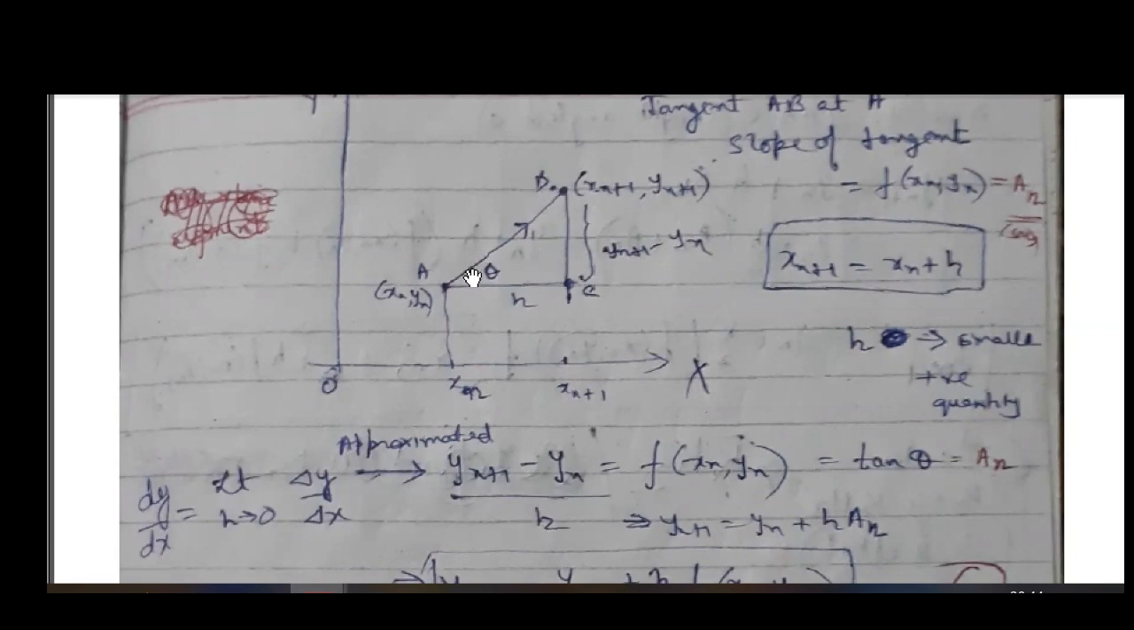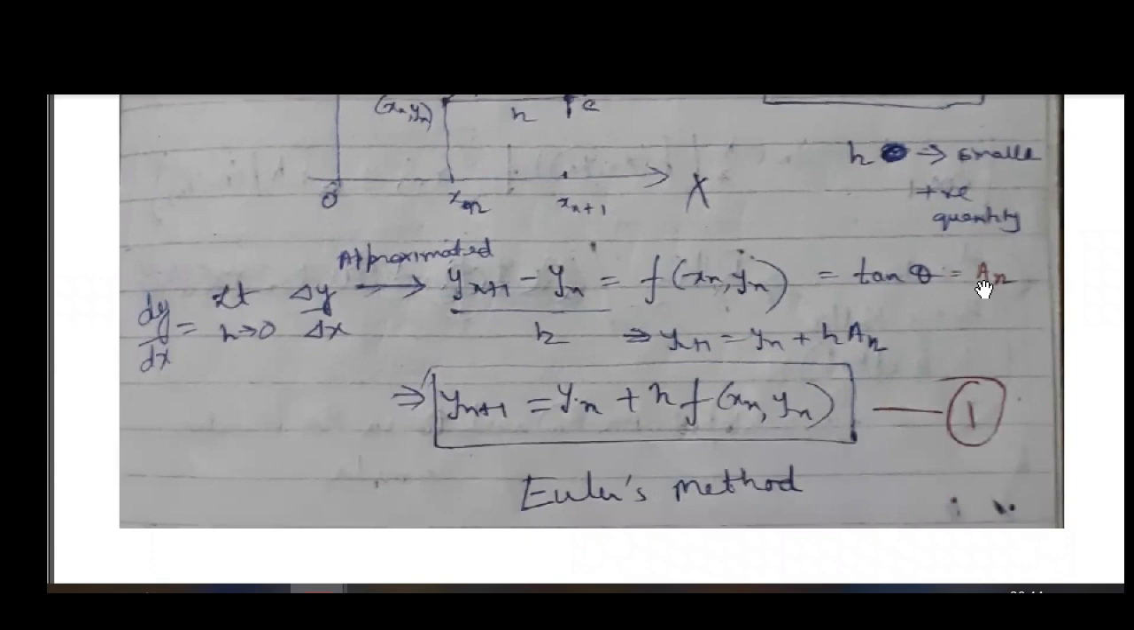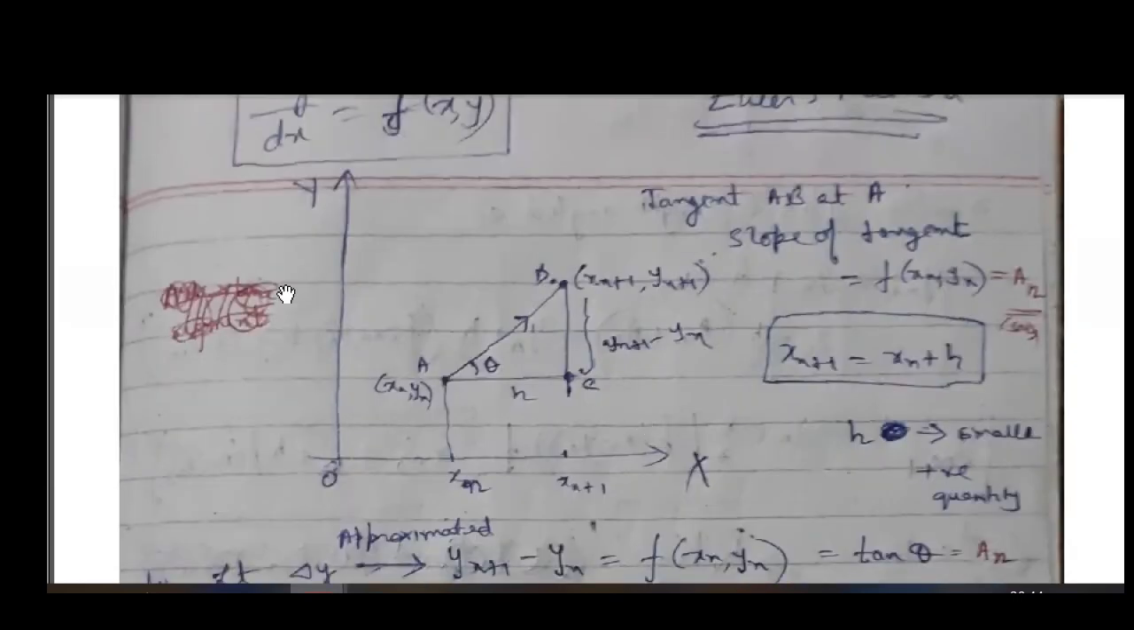But now you just use the right angle triangle. The difference yn+1 minus yn, divided by h, is equal to tan theta, but tan theta is f(x, yn). So this whole thing is equal to f(x, yn), that means an. So you get yn+1 equal to yn plus h times f(x, yn). This is the Euler's method which we already discussed. So this is also an alternative way of understanding how this Euler method comes into existence.